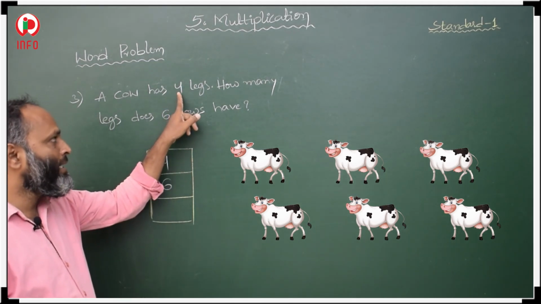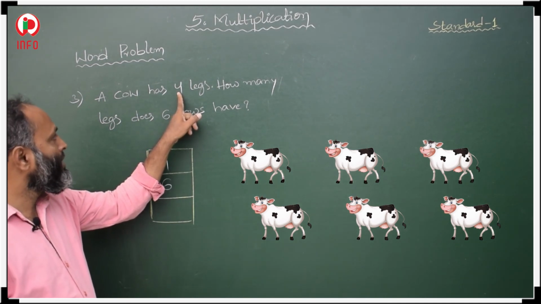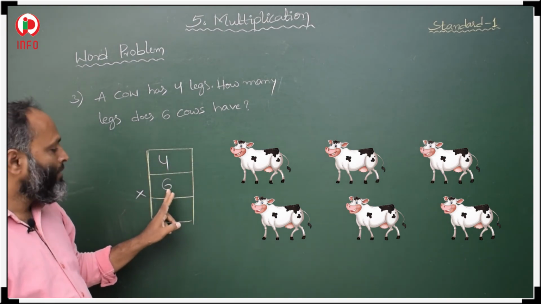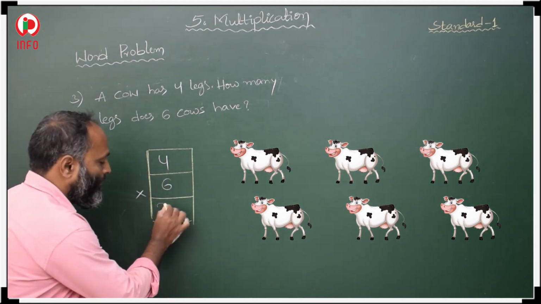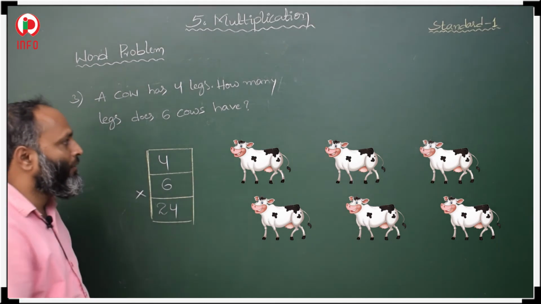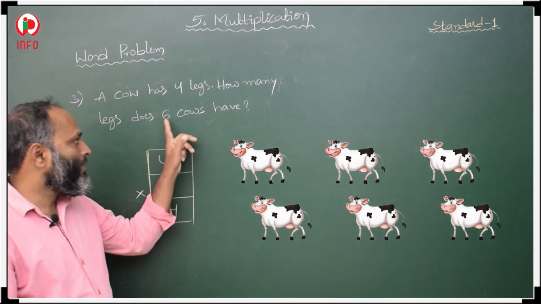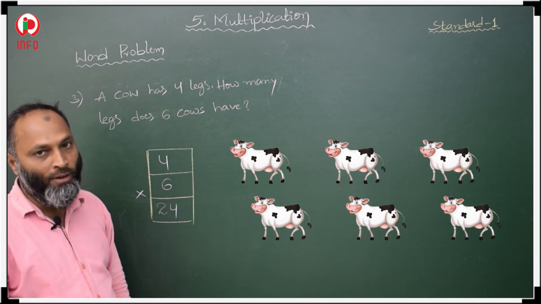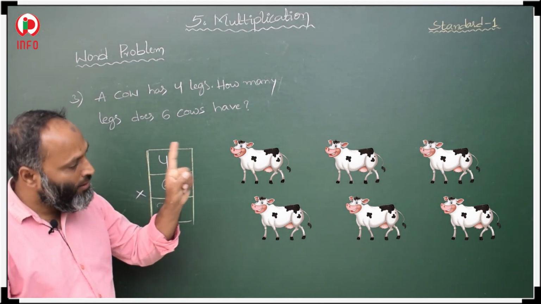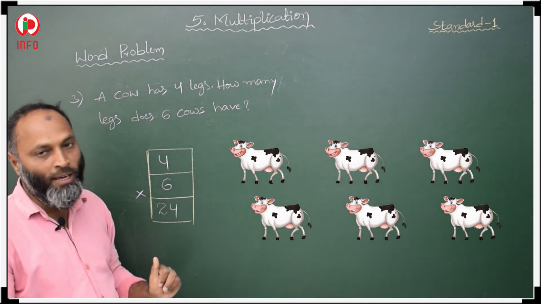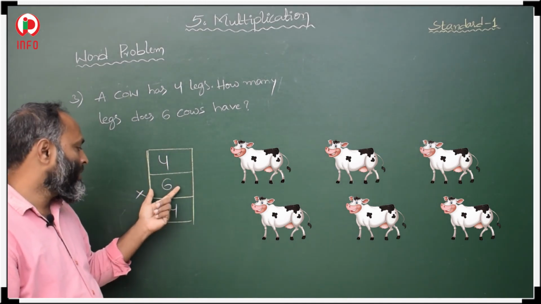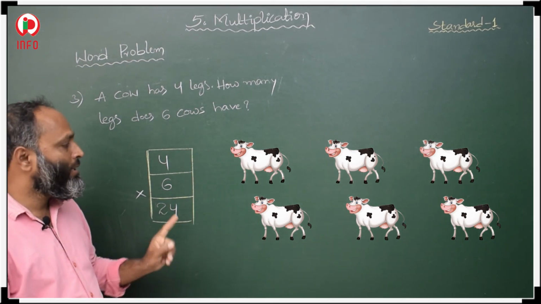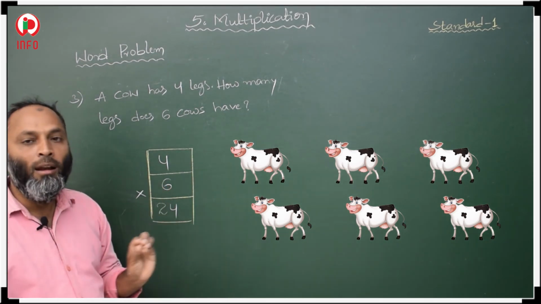How many legs does each cow have? Each cow has 4 legs. Then the number of cows is 6. 6 4s are 24. Total how many legs? 24 legs. 6 cows have 24 legs. Once you count all the legs, you will get 24 only. Okay. So by using multiplication, in short, we can get our answer. How many legs do they have? Total 6 cows have 24 legs. Okay.